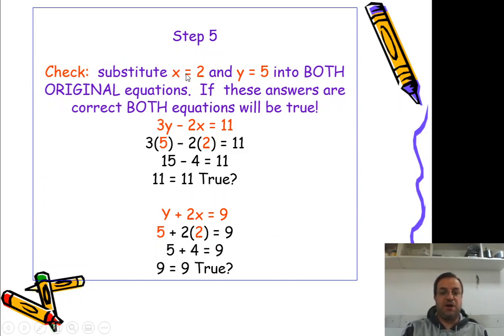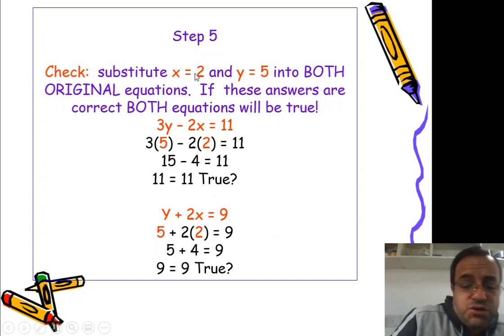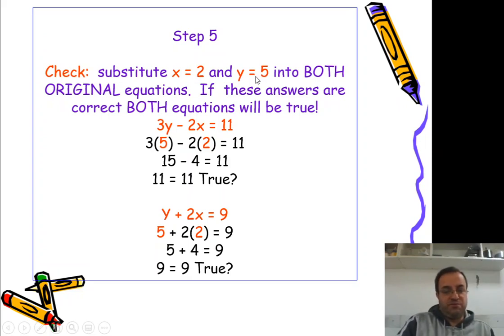and step 5, to verify that our work is right, this solution x equals 2 and y equals 5 should satisfy both equations. In the first equation, instead of y put 5, instead of x we put 2, because those are the solutions, and we get 15 minus 4 equals 11, 11 equals 11, true.